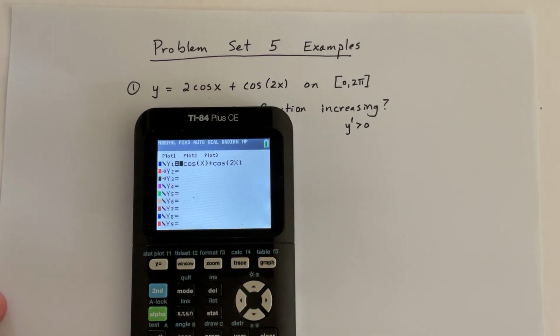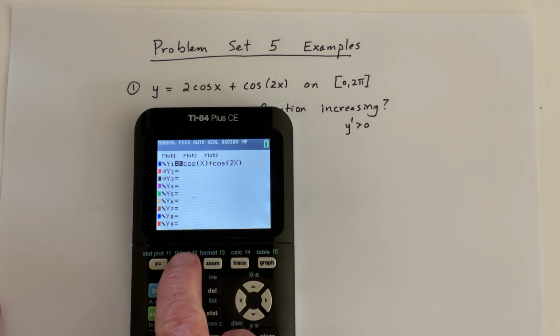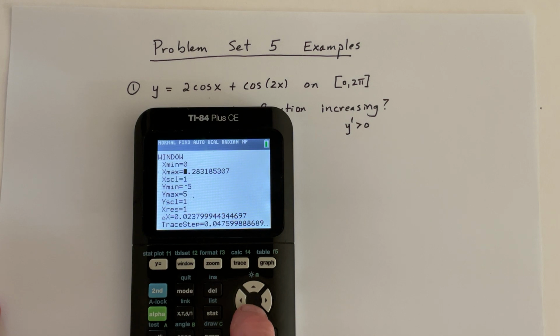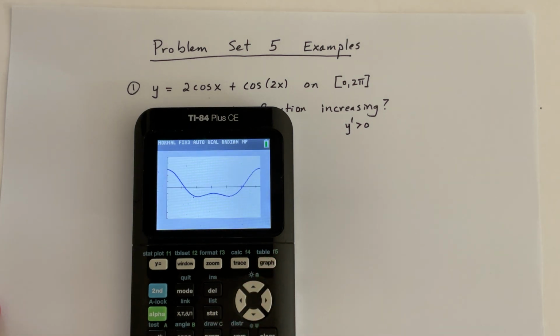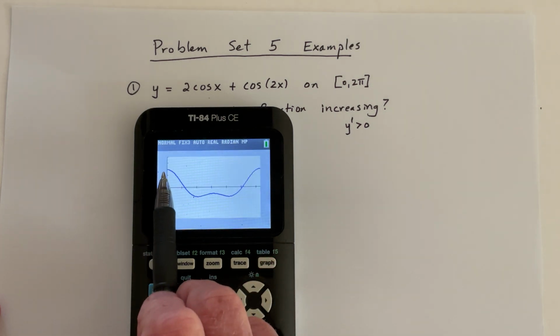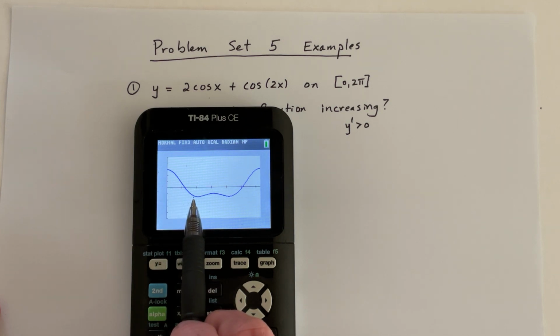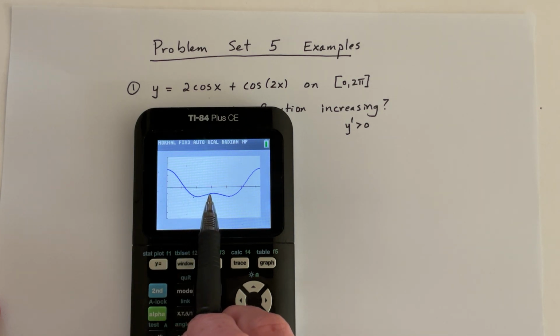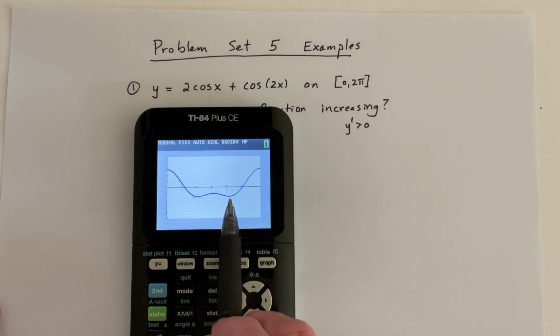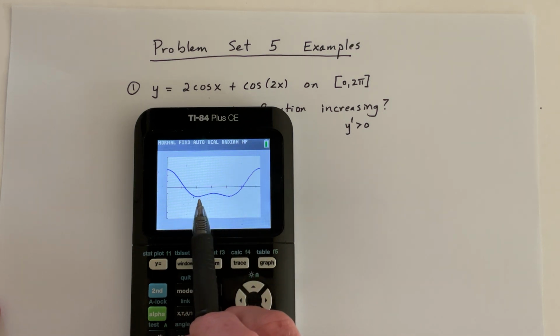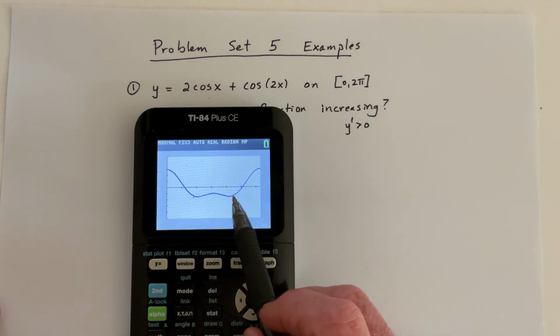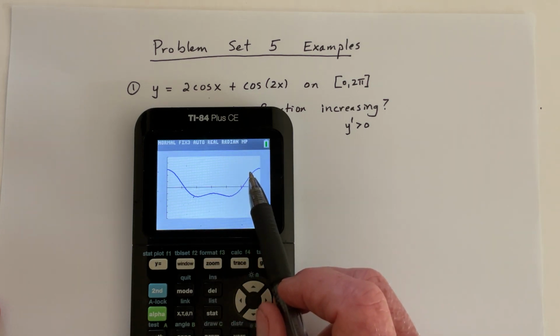First, I'm going to take a look at the function and get an idea of how many solutions I need to be looking for. So here's the original function. And then the window should go from 0 to 2 pi. And the y values, -5 to 5 should be good enough to see the graph. So this part is decreasing. And then this part would be increasing. And then decreasing. And then increasing. So there's one interval right here where it's increasing. And there's one interval over here where it's increasing.